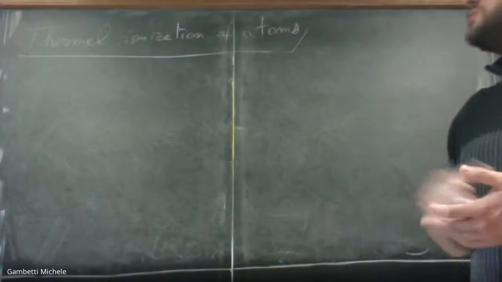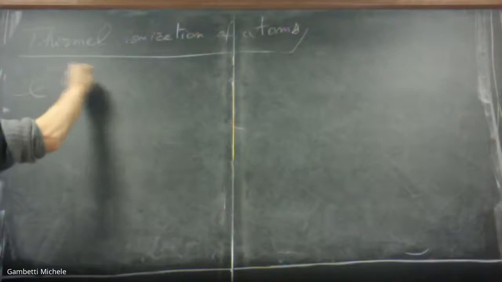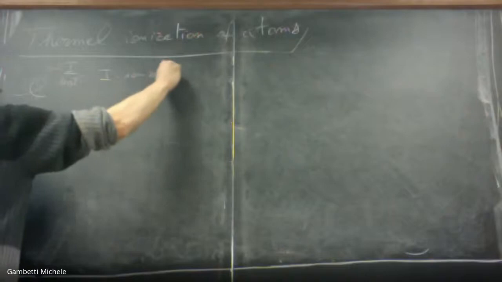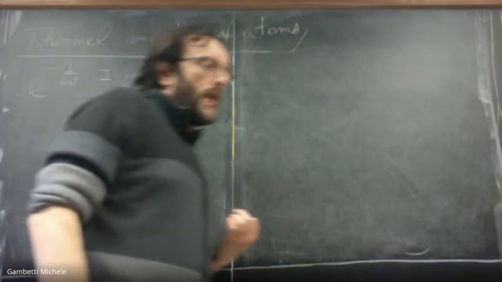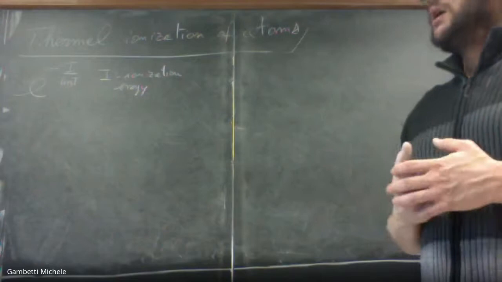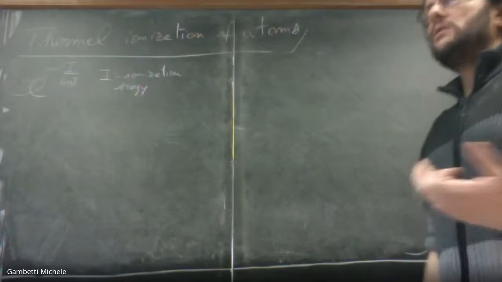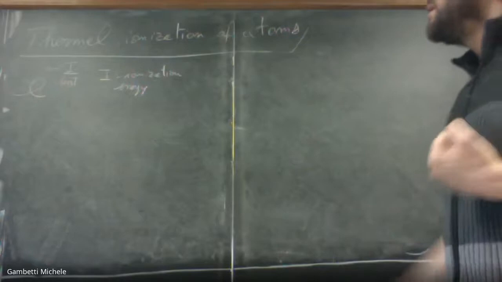So we imagine that there is something like e to the minus I divided by k_B T, where I is the ionization energy. For instance, if I consider electrons in the ground state of hydrogen, this ionization energy will be like 13 electron volts, which is huge as compared to the temperature, in the sense that the temperature here at 300 Kelvin is of the order of 26 milli electron volts, and therefore it's much less than the ionization energy.